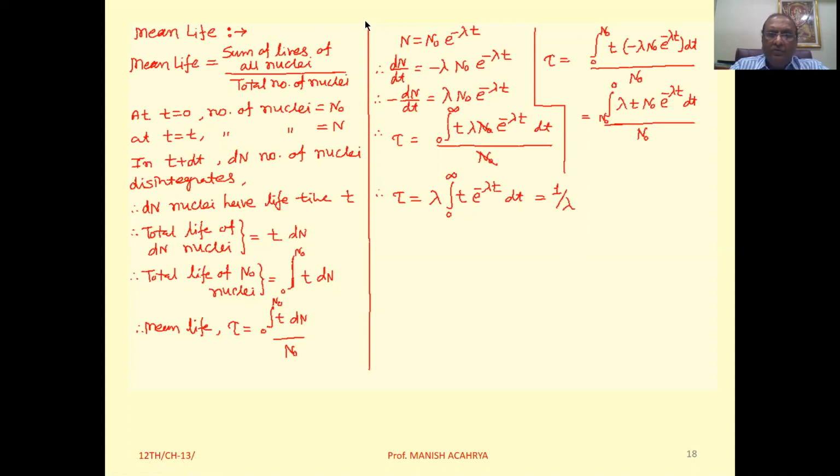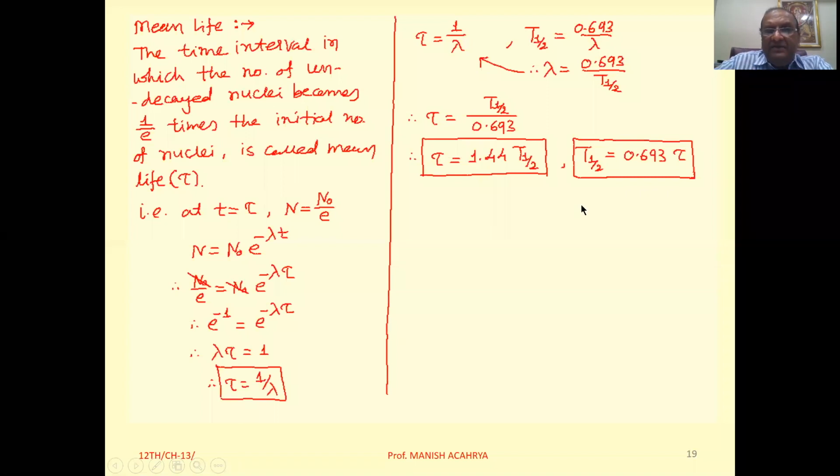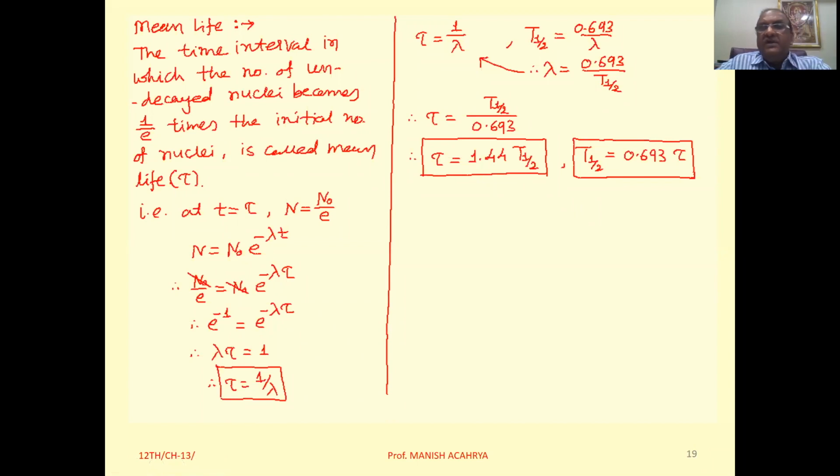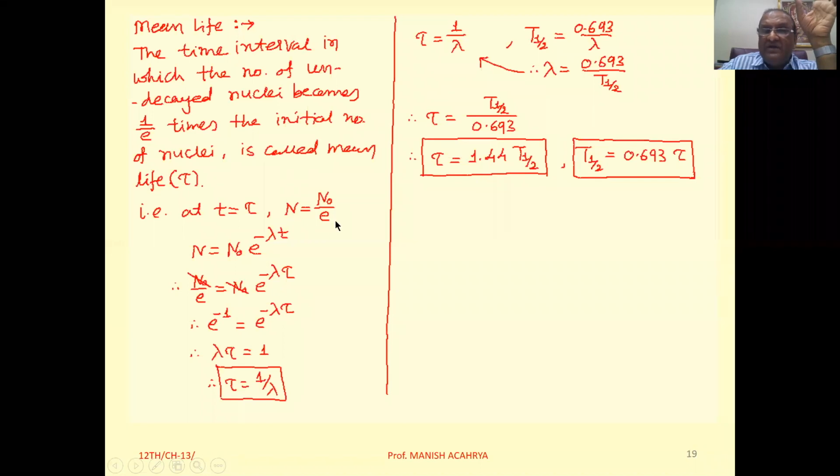Clear to all of you? Again, mean life. The time interval in which the number of undecayed nuclei becomes 1 upon e times the initial number of nuclei. That time interval is called mean lifetime. Now see, here we can write at time t equal to tau, that is the mean lifetime, the number of undecayed nuclei becomes 1 upon e times the initial number of nuclei, means n equal to n0 by e.